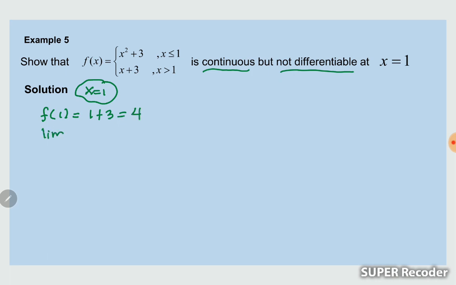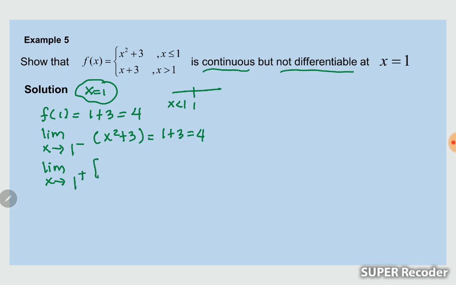Second one, you have to find out the limit when x approaches 1 from the left. So 1 from the left means, if here is 1, left means less than 1, the function is x squared plus 3. So the answer is 1 plus 3, that is 4. Find out also the limit when x approaches 1 from the right. Right means more than 1, that is x plus 3. So the answer is also 1 plus 3, that is 4.